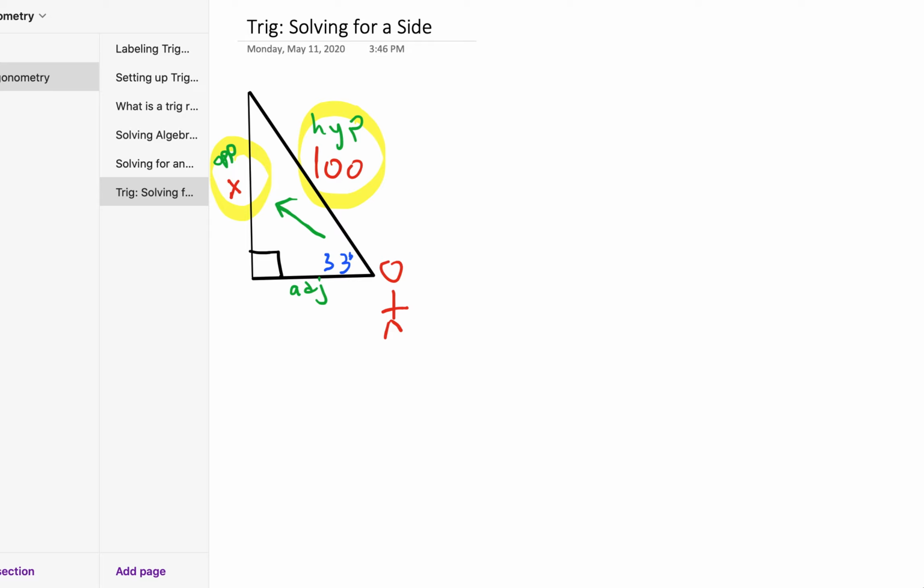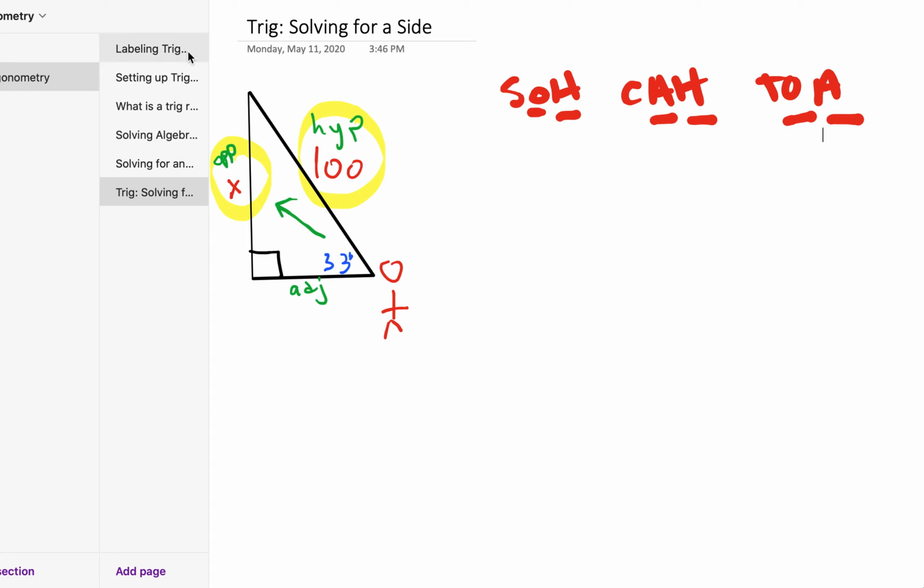We now look to our choices. We learn SOH CAH TOA to help us remember. Sine is opposite over hypotenuse, cosine is adjacent over hypotenuse, and tangent is the opposite side divided by the adjacent. So looking here, we have the opposite and the hypotenuse that we're going to be using. So that would mean we have to use sine, because that's the choice with opposite and hypotenuse.